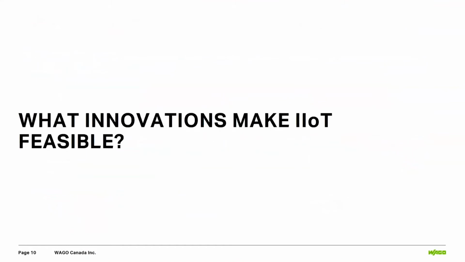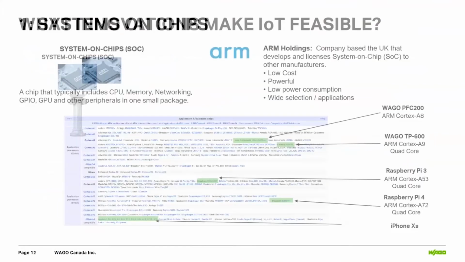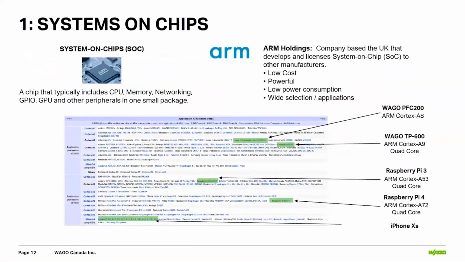So what innovations make IoT feasible? So we're going to have 4 pillars here, and the first pillar is going to be systems on chips. A system on chip typically includes a CPU, memory, some type of networking, maybe a GPU, other peripherals all in one small package.